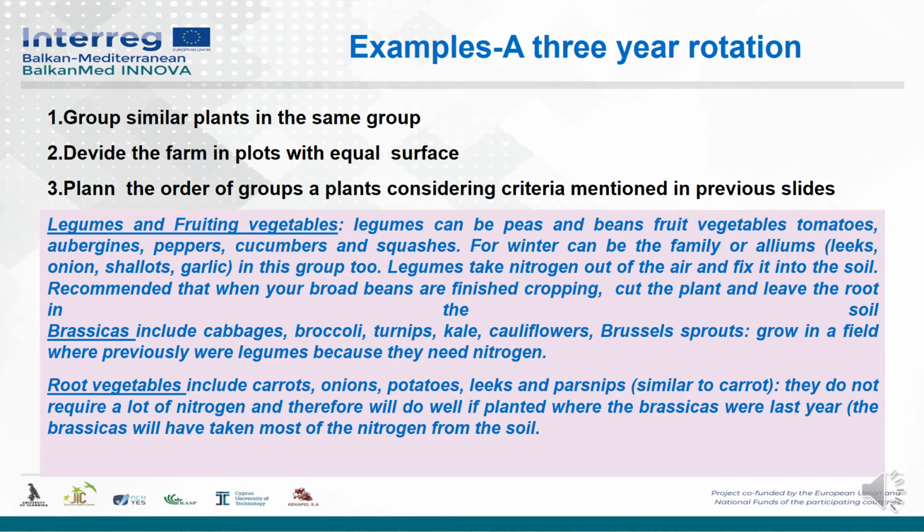After legumes, we can plant brassicas, which include cabbages, broccoli, turnips, kale, cauliflowers, Brussels sprouts. Grow them in a field where previously there were legumes, because brassicas need nitrogen. And the other group of plants are root vegetables, which include carrots, onion, potatoes, leeks, and parsnips, which are similar to carrot. They do not require a lot of nitrogen and therefore will do well if planted where the brassicas were last year. The brassicas have used the nitrogen, and in this case the root vegetables come after a plant that uses a lot of nitrogen.